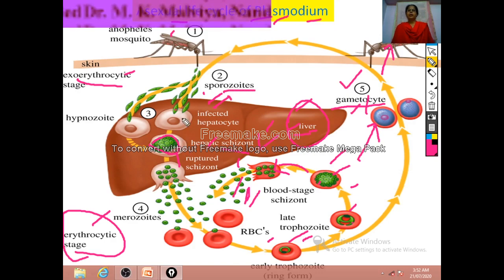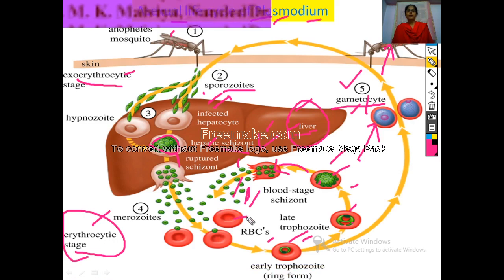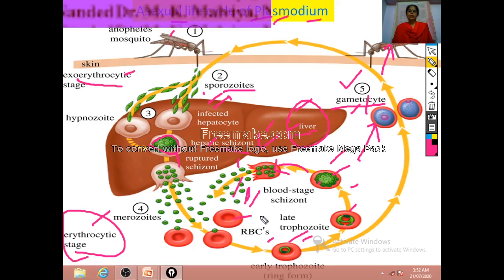They enter the liver, where there are two types of life cycle, pre-erythrocytic and exo-erythrocytic. Then thousands of Plasmodium parasites again enter the RBCs. Now another life cycle appears, known as blood schizogony or the erythrocytic schizogony of this parasite, and they recycle with each other, and in this way the liver gets damaged and the RBCs are destroyed by the attacking Plasmodium parasite.